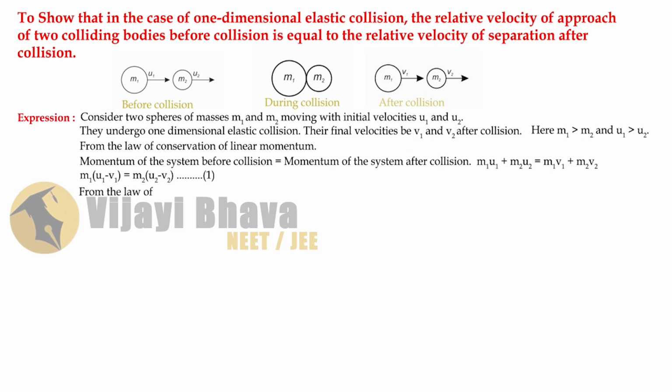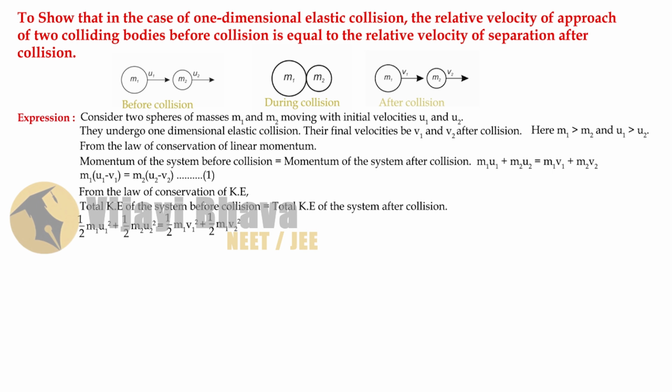From the law of conservation of kinetic energy, total kinetic energy of the system before collision is equal to total kinetic energy of the system after collision. Thus we can write half m1 u1 square plus half m2 u2 square is equal to half m1 v1 square plus half m2 v2 square.